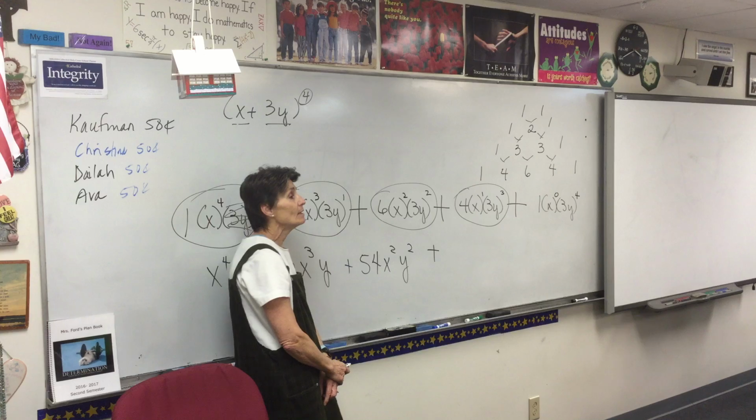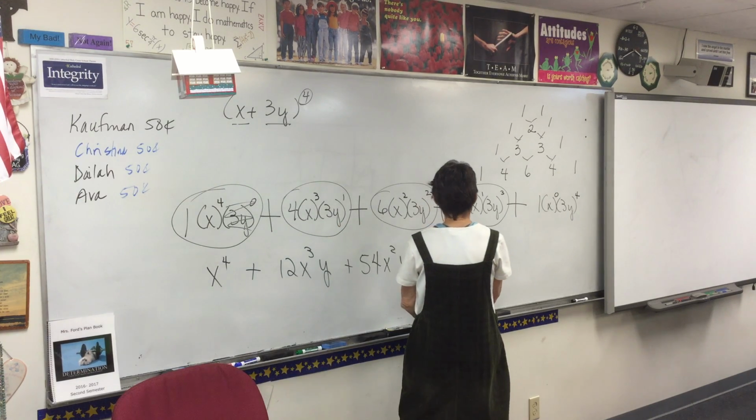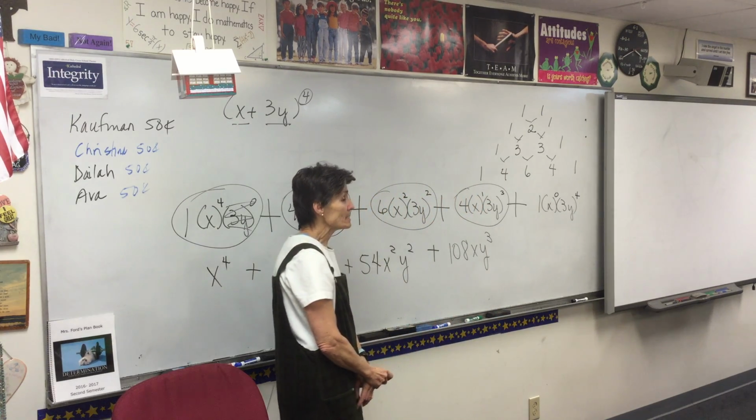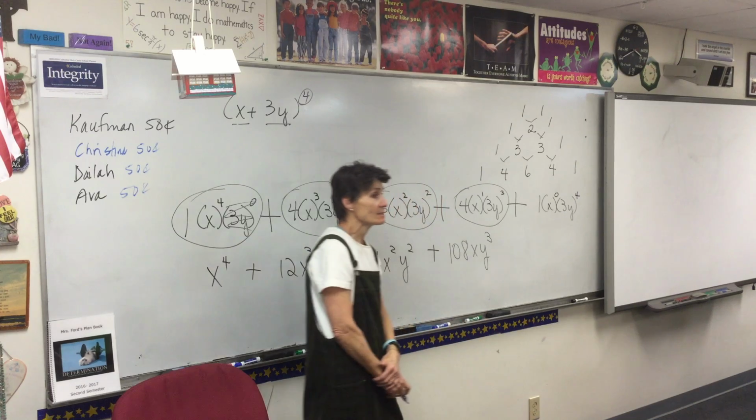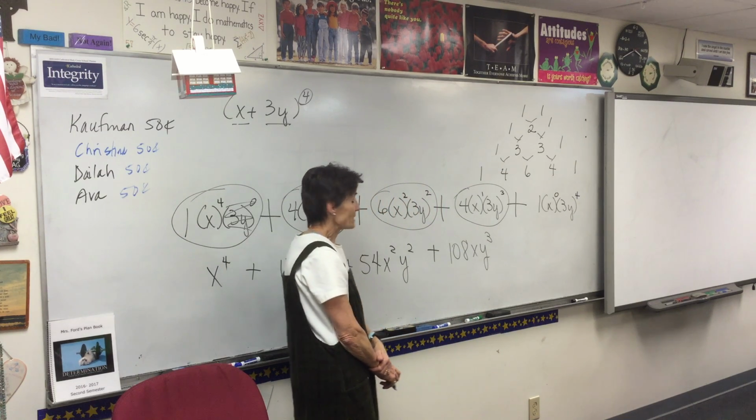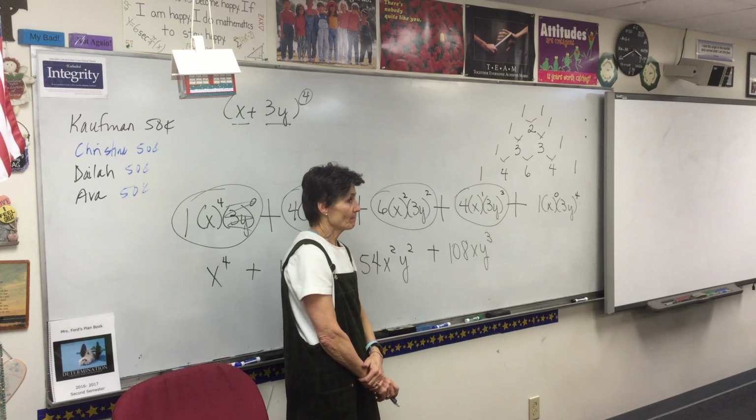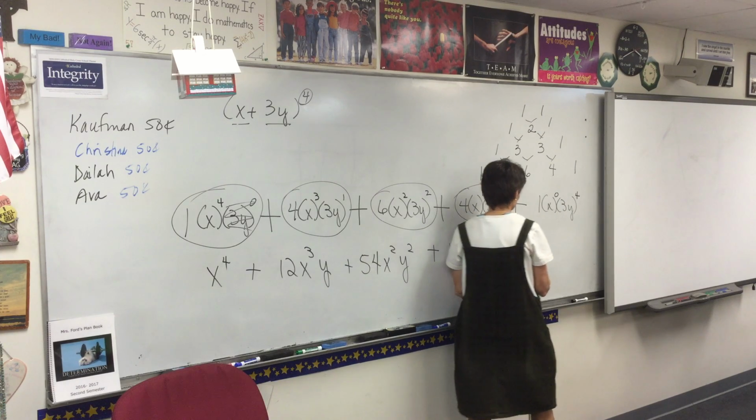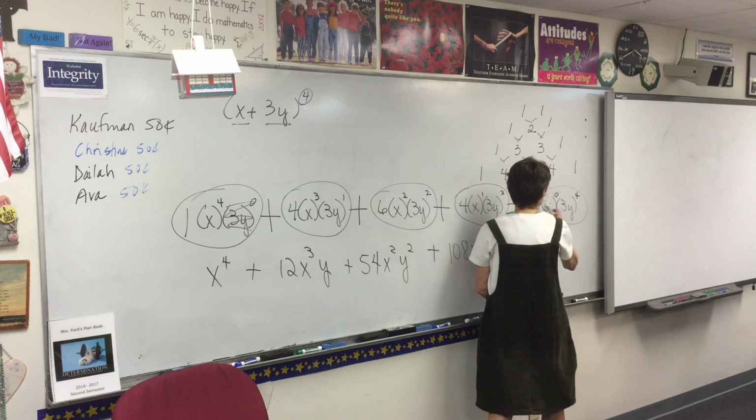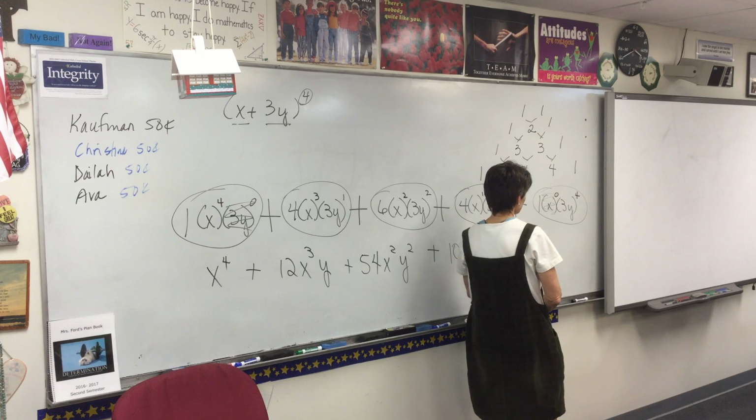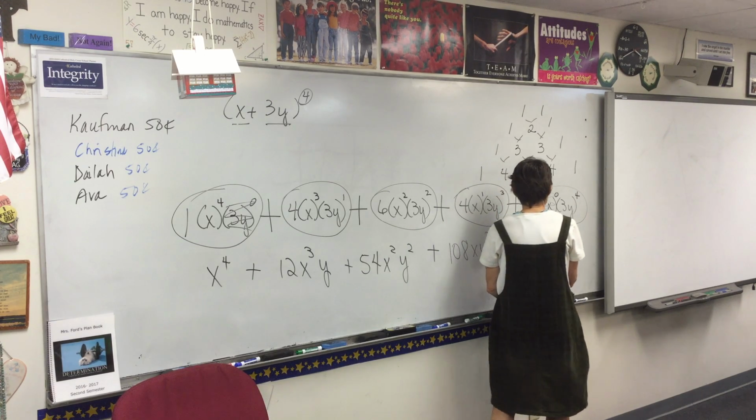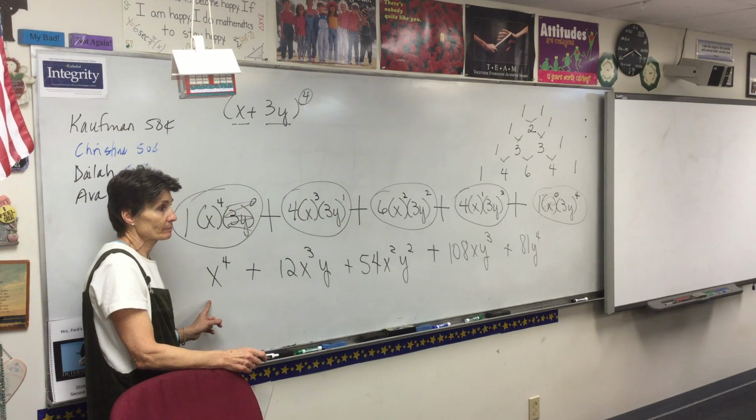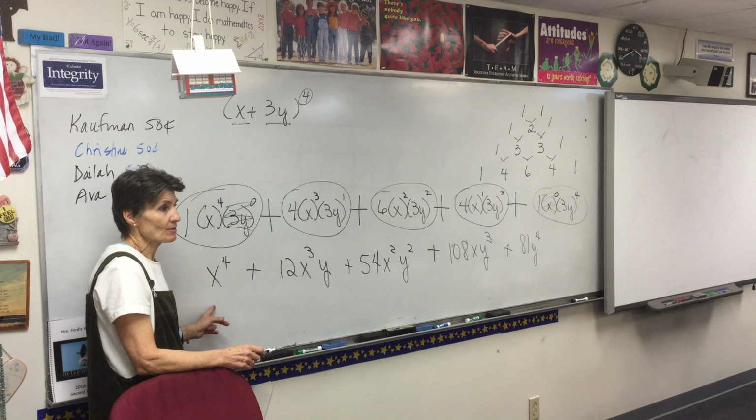So what's that going to be? That's a 108. 108 x y cubed. It's 108 because 3 cubed is 27, and 27 times 4 is 108. You have a calculator. And then the last term, 81. This is just 1, right? So we can kind of ignore that. 81 y to the 4th. And this is your final answer. Okay, that's the final answer.